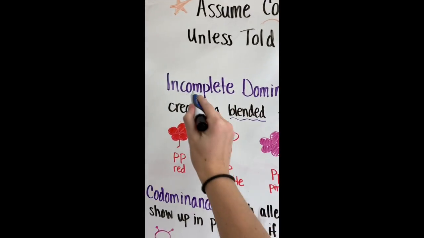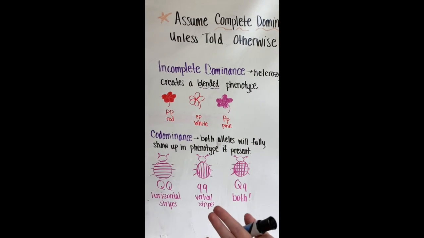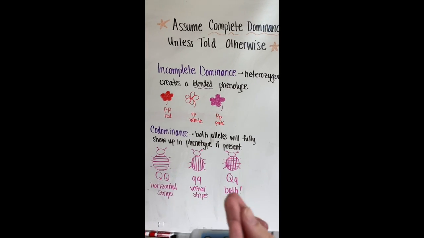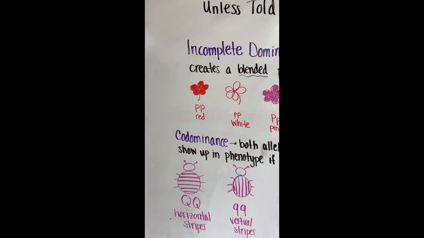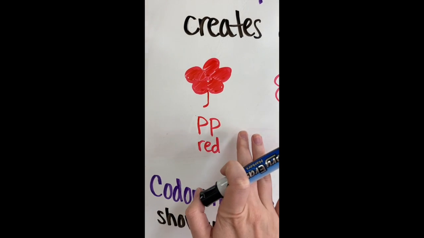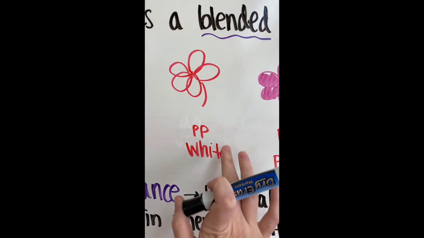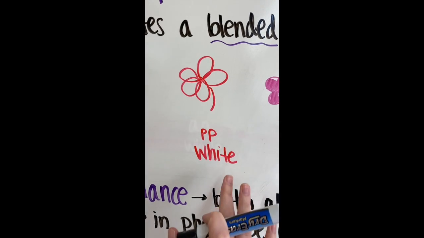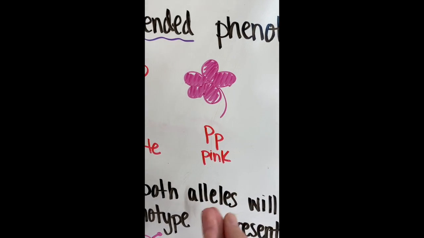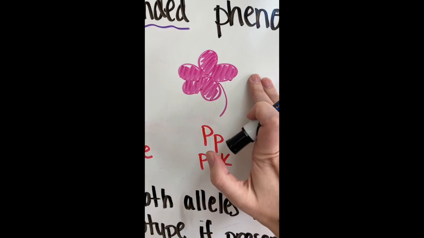If they say it's incomplete dominance, that means that if you have the heterozygous, meaning that you have one dominant, one recessive allele present, the phenotype's going to be a mixture of the two. So in this case, if this is incomplete dominance and we're looking at flower color, if you have two capital P's, two dominant alleles, you're going to get red. If you have two lowercase p's or two recessive alleles, you'll get white. But if you have a combination of both, it's a mixture, it's in between. So it's like you take red and white and color it together and you're going to get pink.